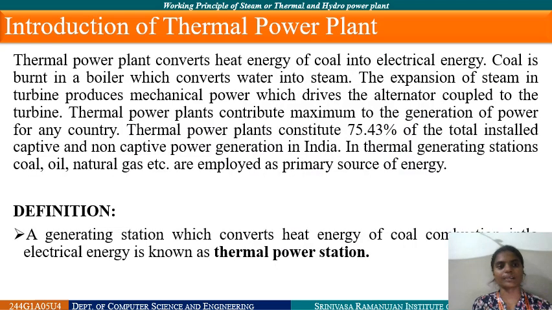What is a thermal power plant? Thermal power plant definition: a generating station which converts the high heat energy of coal combustion into electrical energy is known as a thermal power plant. Coal is burned in a boiler which converts water into steam. The expansion of steam in the turbine produces mechanical power which drives the alternator coupled to the turbine.